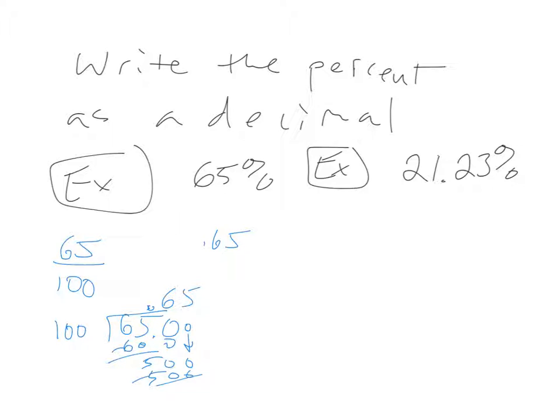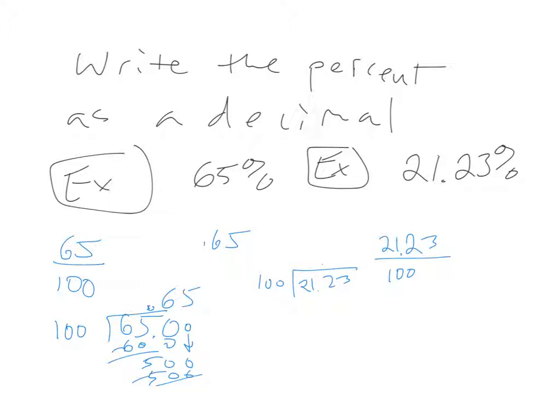And over here we have 21.23%. So that is going to be 21.23 over 100 because a percent is always over 100. So guys, in this case, if you went ahead and divided this, I'm going to write it over here. 21.23 divided by 100. Decimal goes straight up.